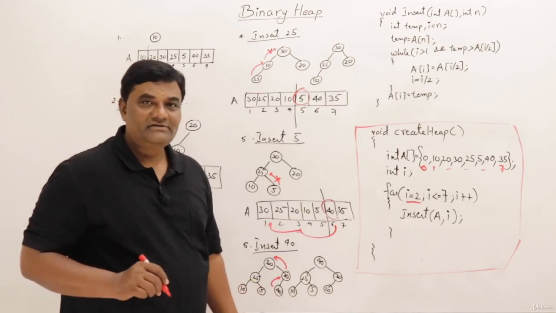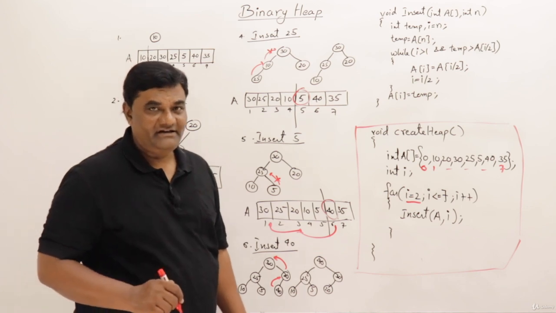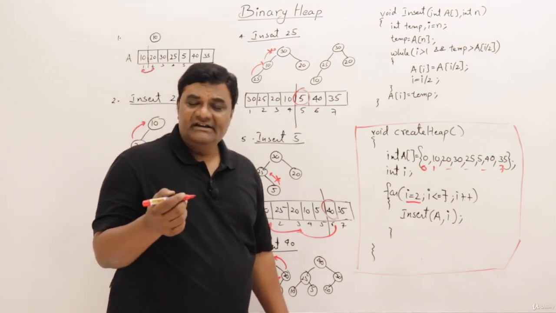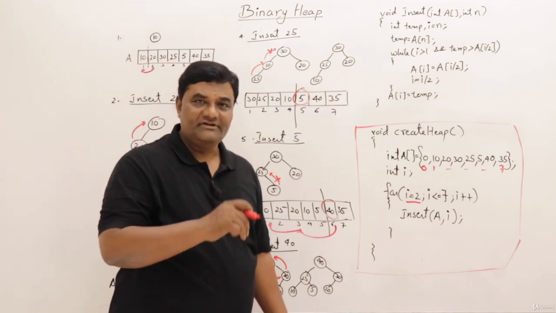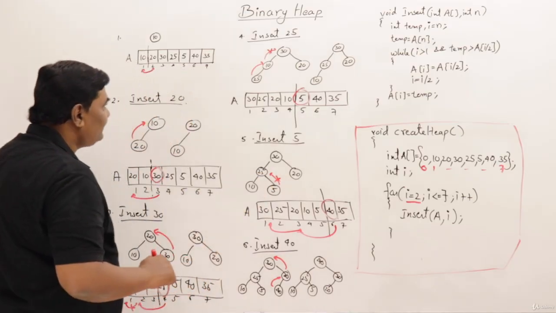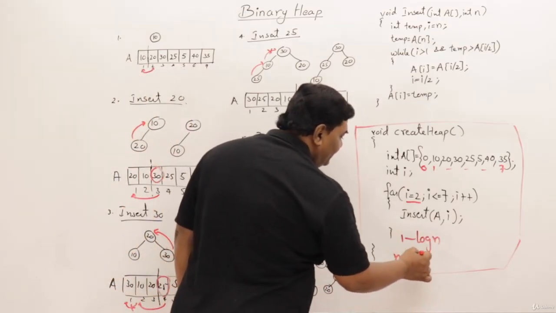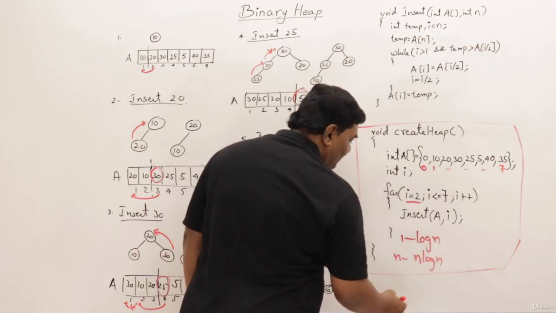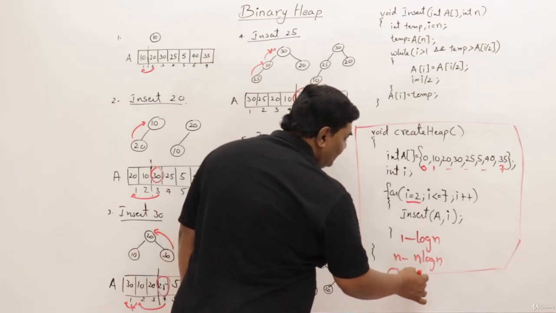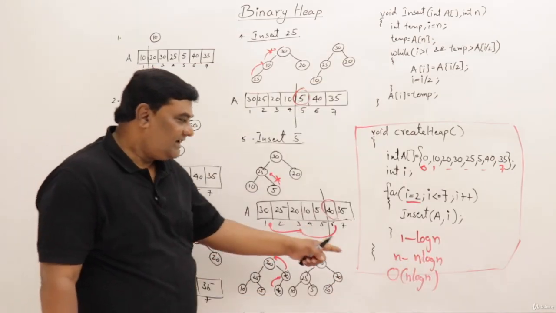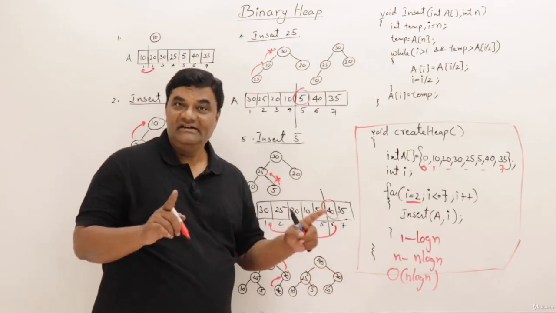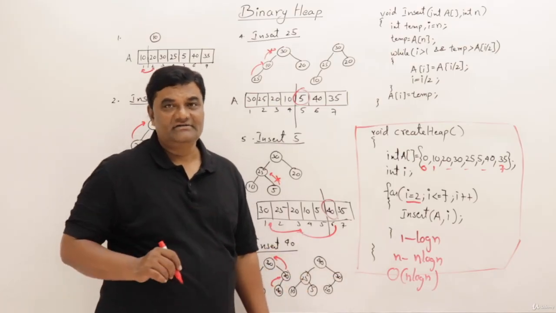Now analysis. What is the time taken for creating a heap? Creating a heap means inserting the elements one by one. So for one element, what is the time taken? Log n. For n elements, how much time? N log n. So the time for creating a heap is n log n.